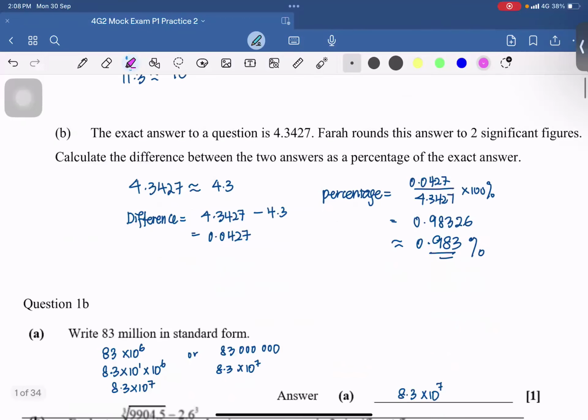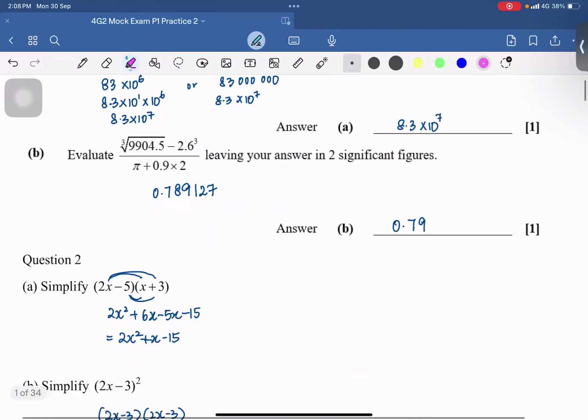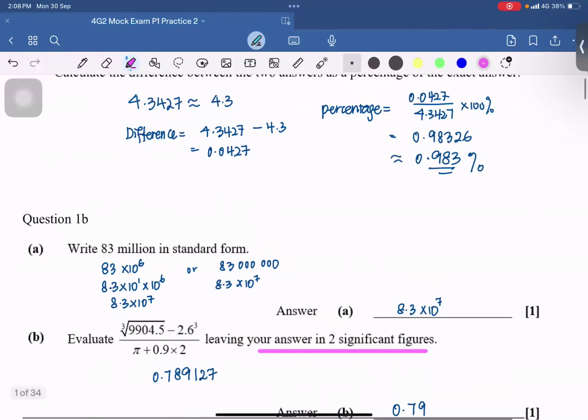It is different from the other type of question, like question 1B. Question 1B here is calculate, then round off your answer. So there are two different things. One is round off, then calculate. The other one is calculate and then round off. They mean very different things.